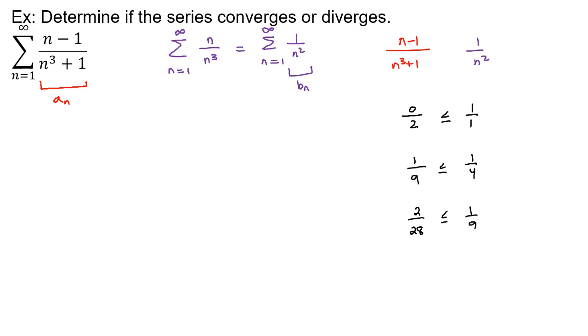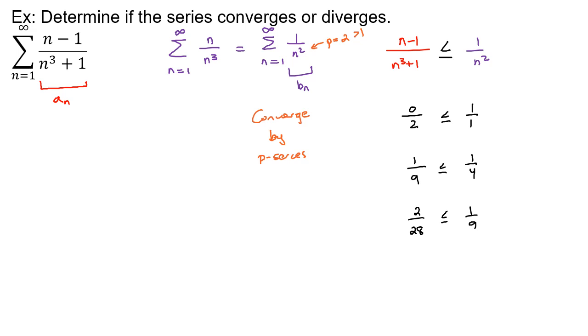And so it's looking like our inequality should be this way. That our 1 over n squared is bigger than the n minus 1 over n cubed plus 1. So b sub n is bigger than a sub n. Again, I picked this particular series to work with because this thing is a p-series. I have a p being 2, which is greater than 1. So if it's greater than 1 for the power, this series has to converge by the p-series because the power is bigger than 1.